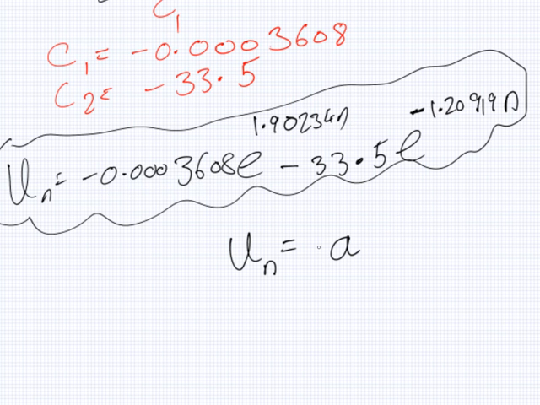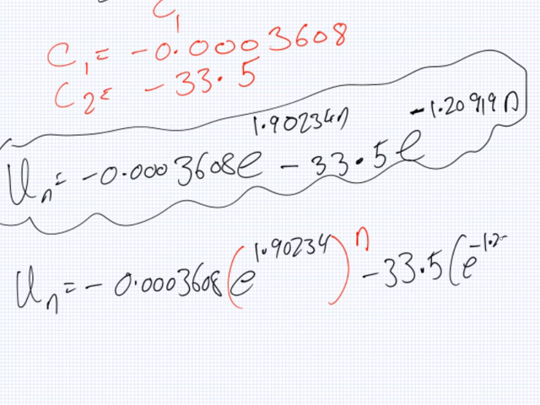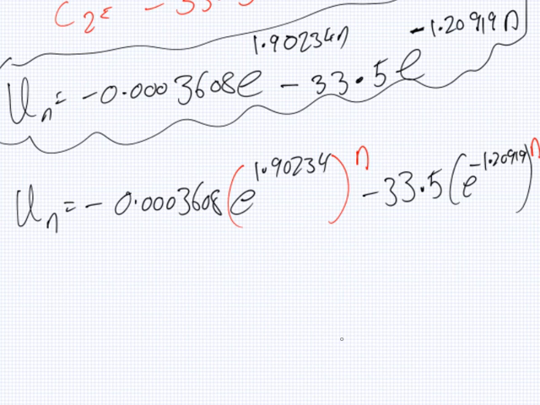So what we could do is write it like this. e power 1.90234 power n minus 33.5 e power minus 1.20919 power n. So it's looking a bit more like a GP formula where you have A r to the n minus 1. So what am I missing in this to make it more like a GP? What am I missing? The minus 1 up the top. That's all I'm missing.